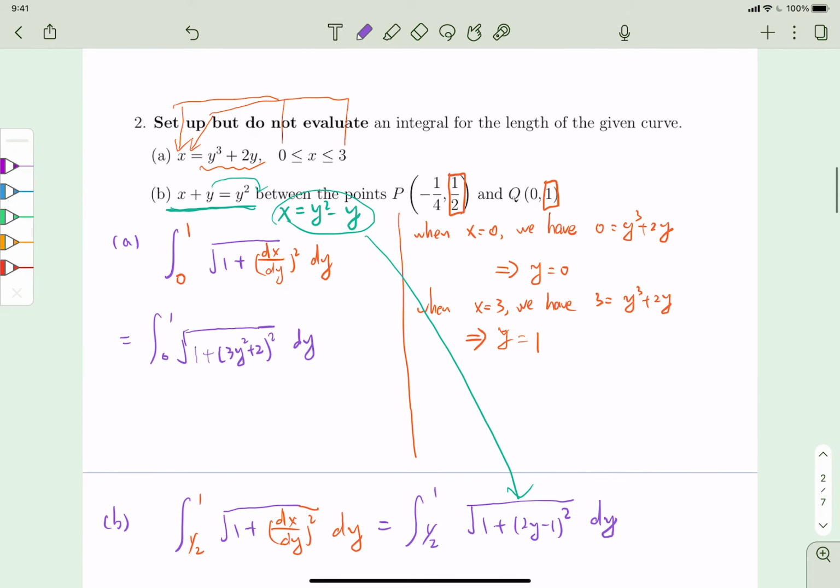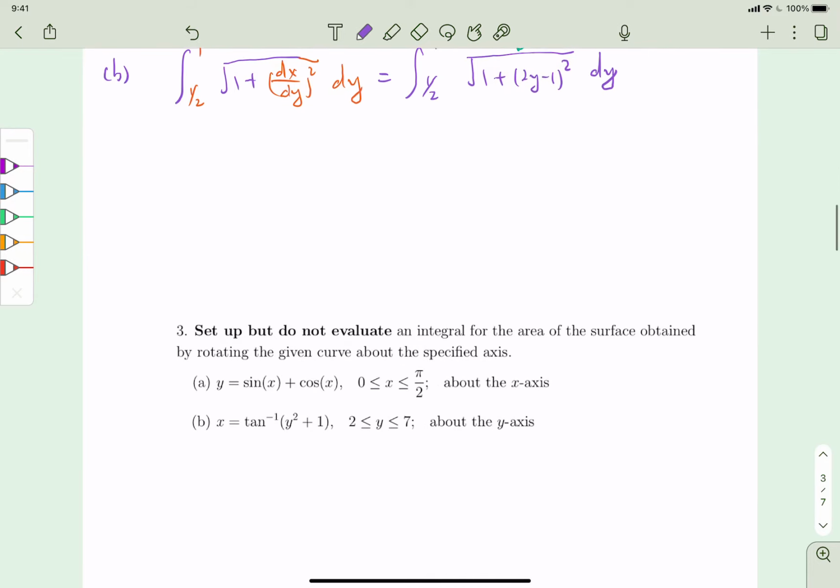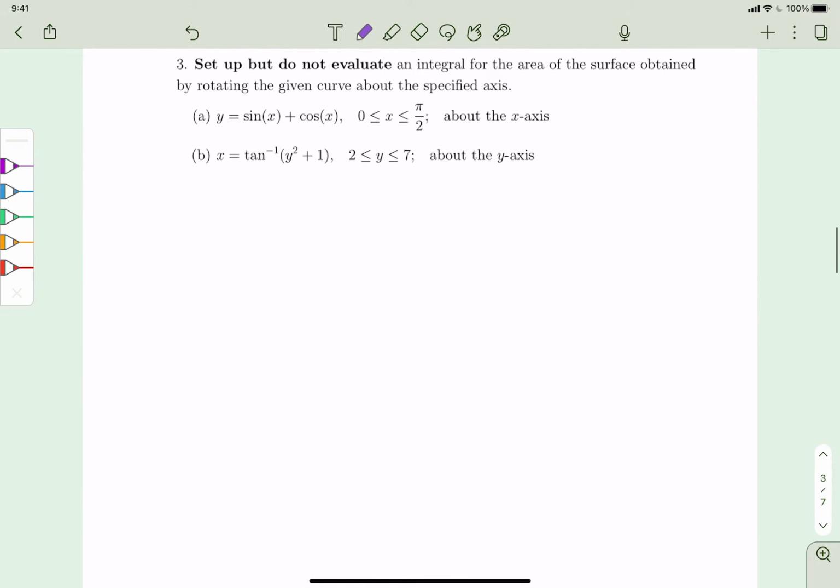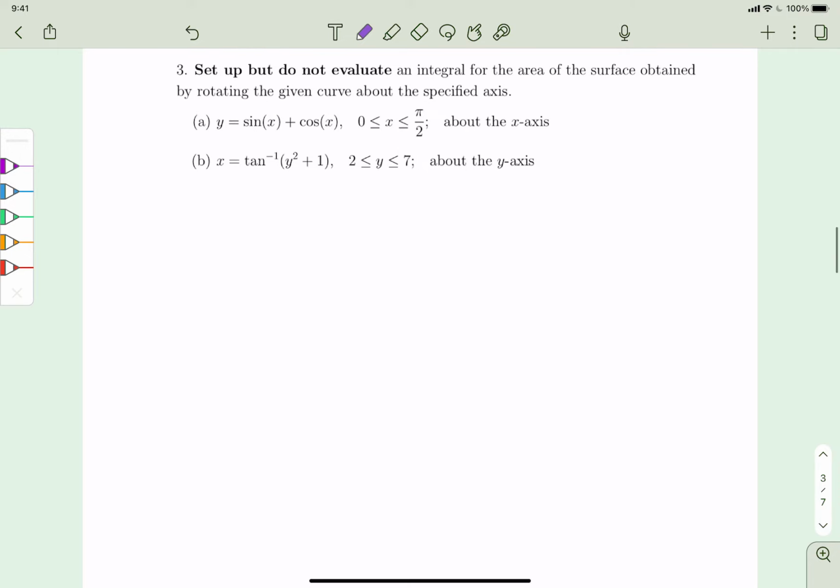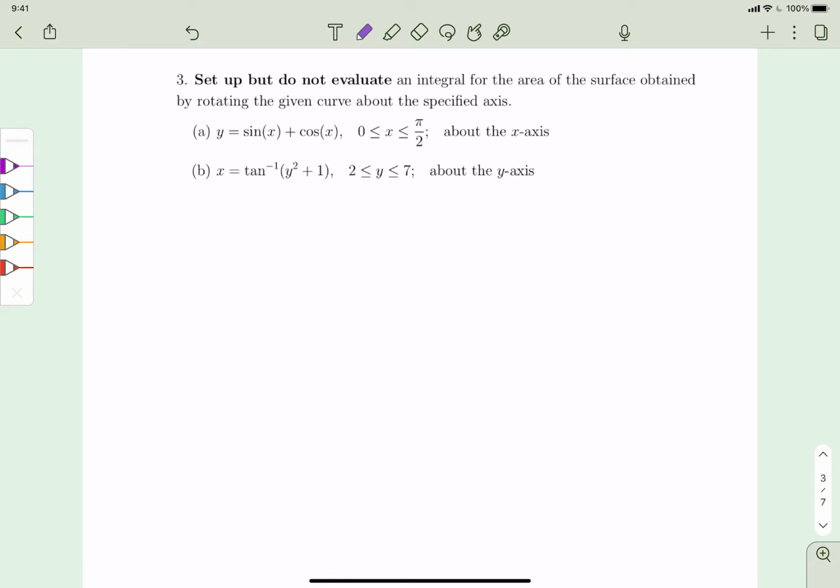Now let's move on to question 3. Set up but do not evaluate an integral for the area of the surface obtained by rotating it about a specific axis. So when it comes to this question, lots of people get confused. They think that sometimes in terms of y, sometimes 2 pi x, 2 pi y, and we don't know when is which. So let's take a look at this.